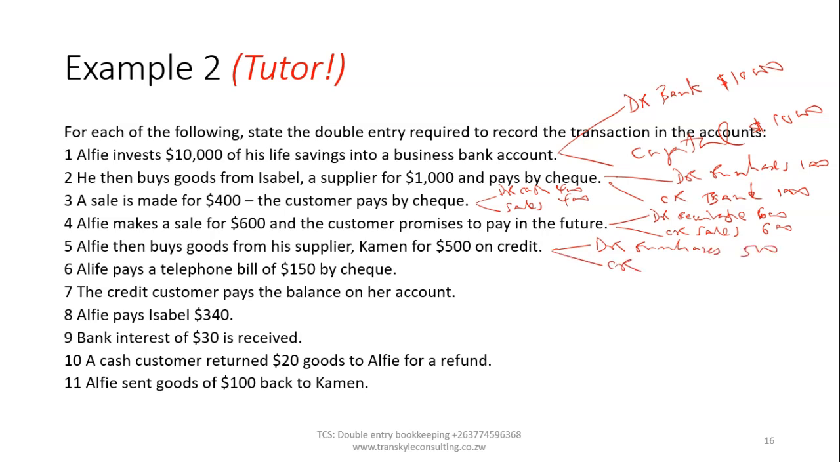Credits supply coming, or payable. You can just say payable 500. Okay.